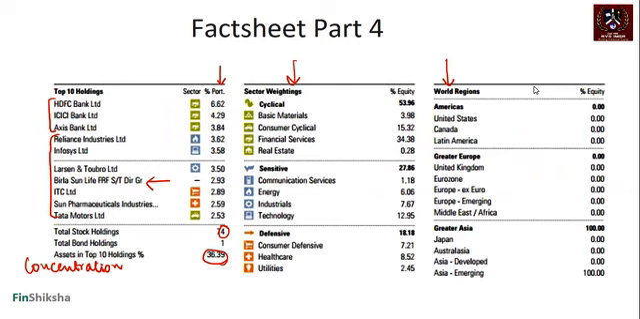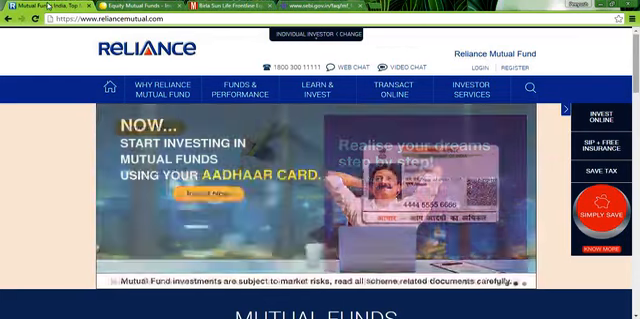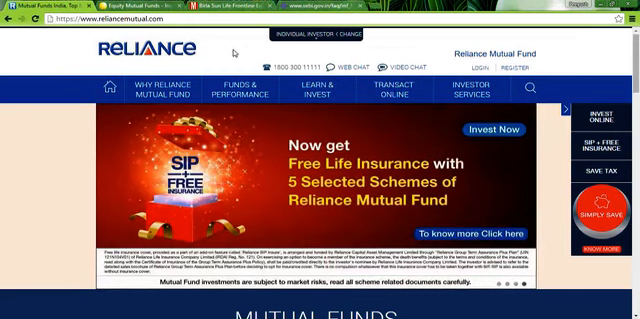Now let's go ahead and look at one of the fund houses and see how they give the funds on their websites. So for this, we'll go to the fund house website for Reliance Mutual Fund.